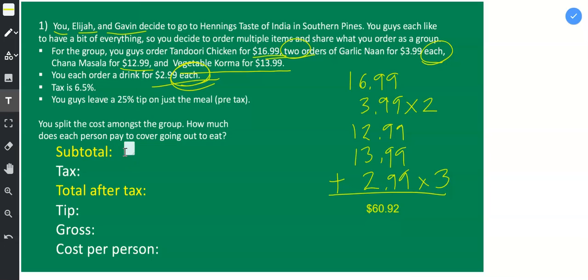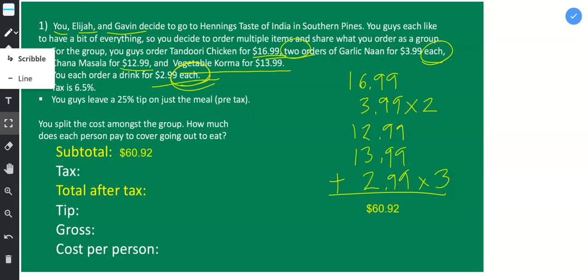This is the subtotal. The subtotal is the amount that you're going to pay before tax is added. So this is the pre-tax total, before tax total. Next, we figure out the tax. So I'm going to switch colors.